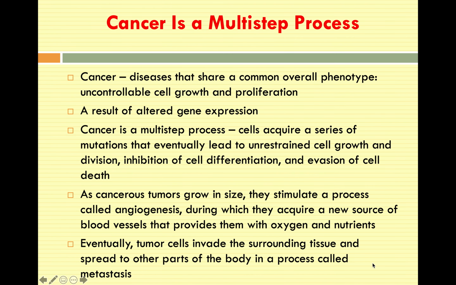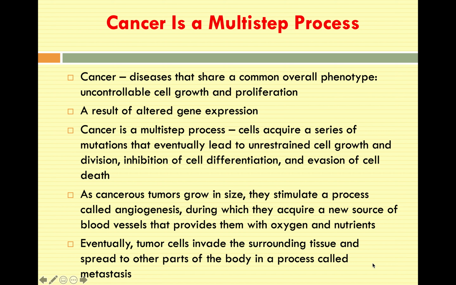So basically, if some or all of you are not aware, cancer is actually a multi-step process. It doesn't occur just like that, but in multi-step procedures. We know that cancer comprises diseases that share a common overall phenotype, which is uncontrollable cell growth and proliferation, which means that when it grows a lot, it invades and sometimes could cause neighboring cells to become cancerous as well.